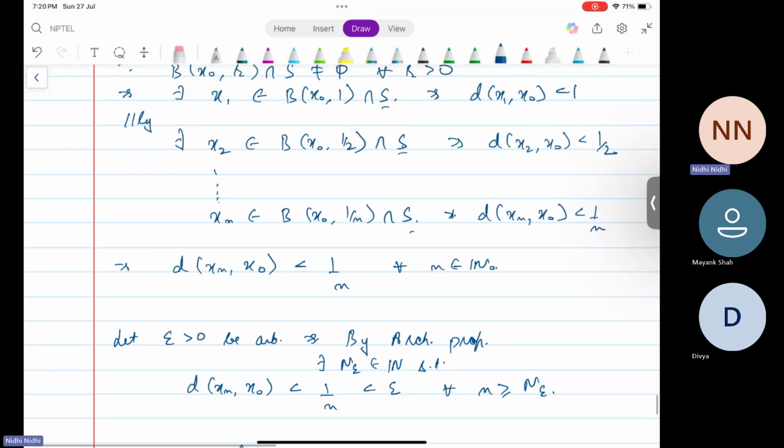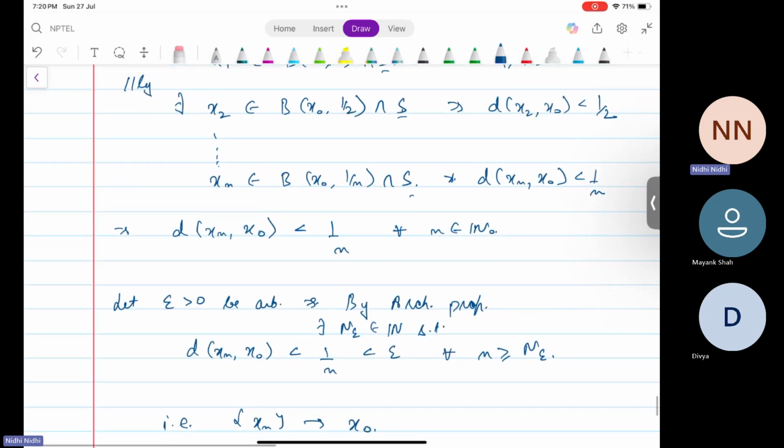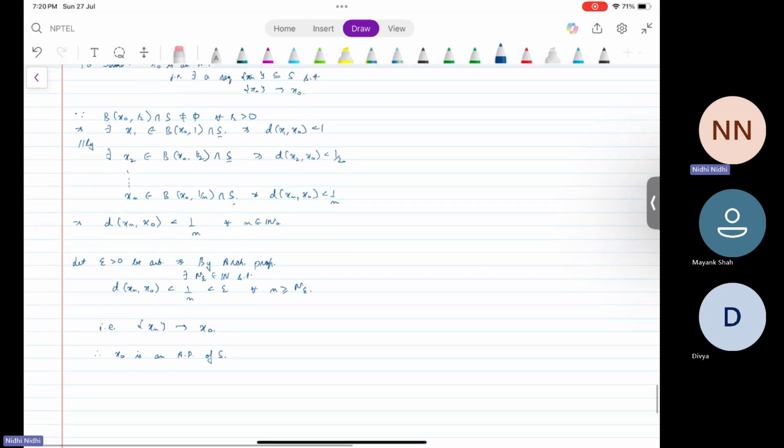and hence now since the sequence xn was in S, all the terms were taken from the set S, which converges to x naught. Therefore, the point x naught is an adherent point of S. I hope this was clear.